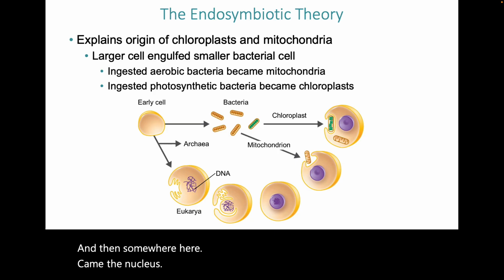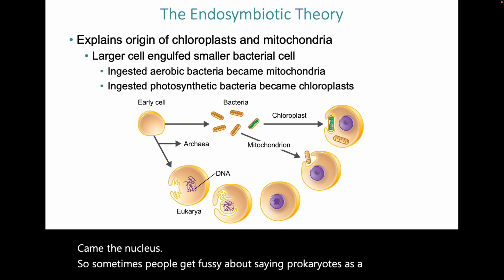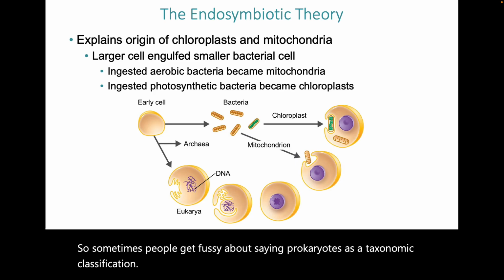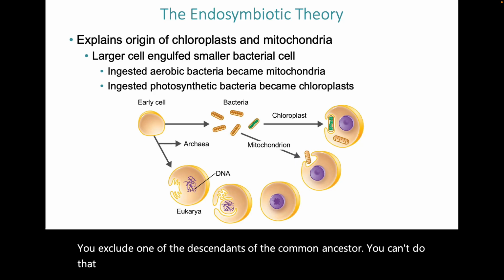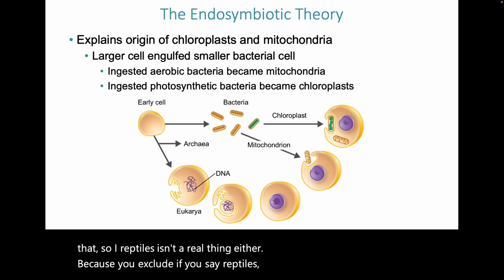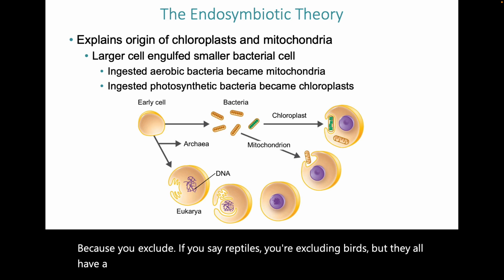So sometimes people get fussy about saying prokaryotes as a taxonomic classification, because if you say prokaryotes, it creates what's called a paraphyletic group. You exclude one of the descendants of the common ancestor. You can't do that. That's why reptiles isn't a real thing either. Because if you say reptiles, you're excluding birds, but they all have a common ancestor. So you can't say reptiles. I'm just kidding, you can.